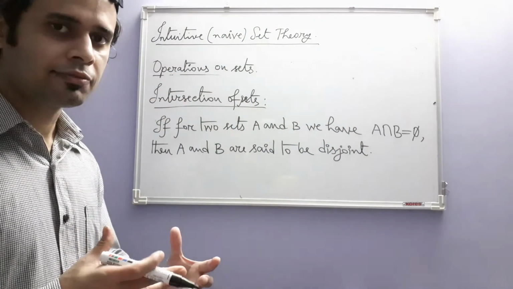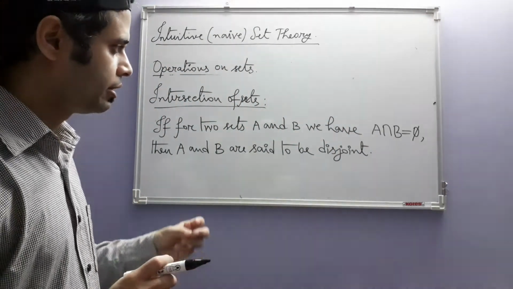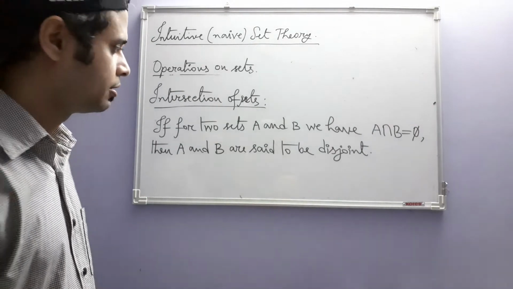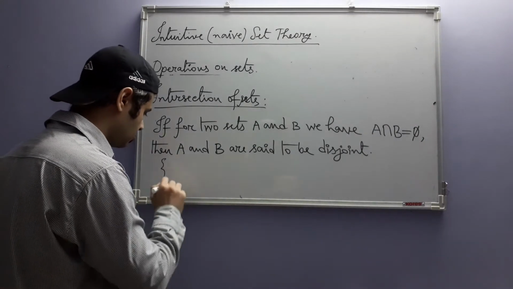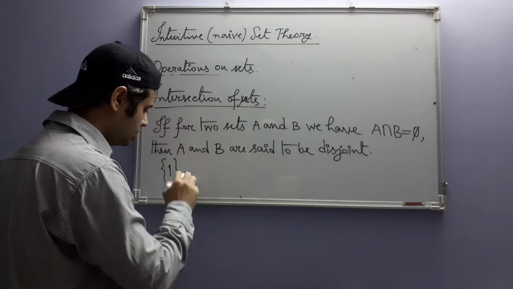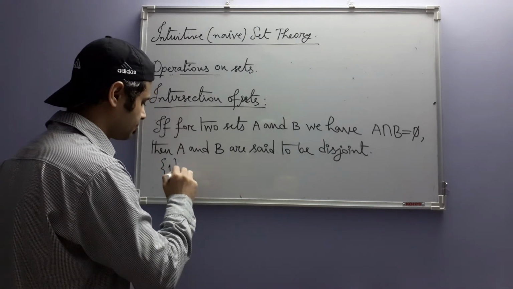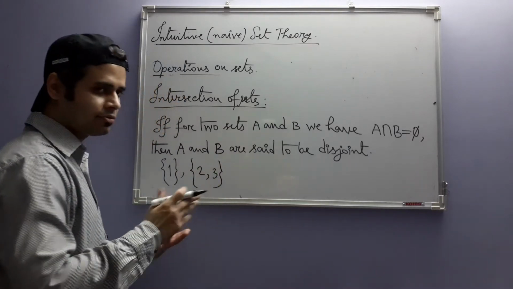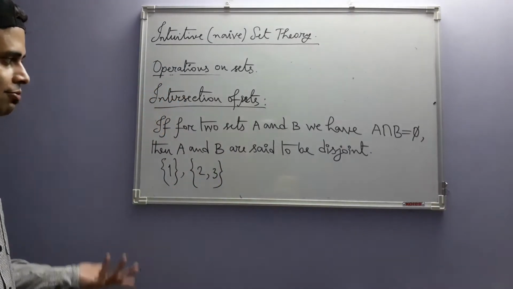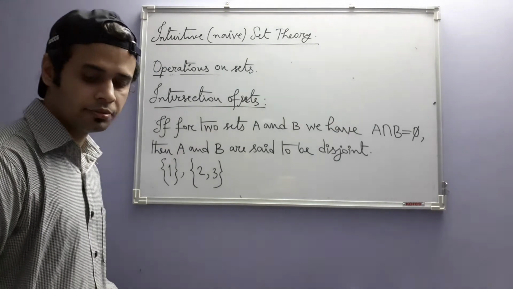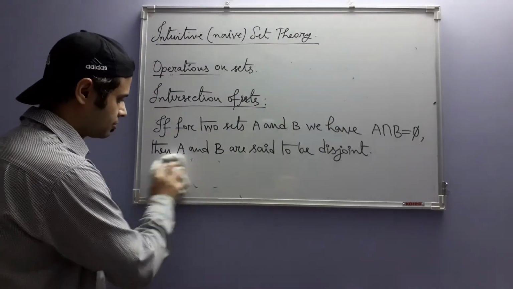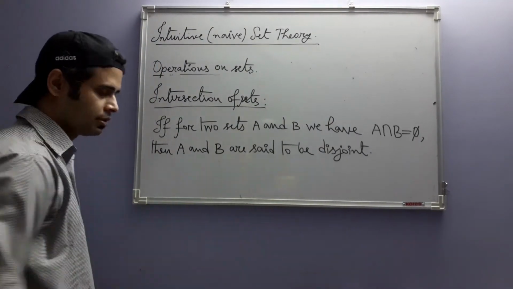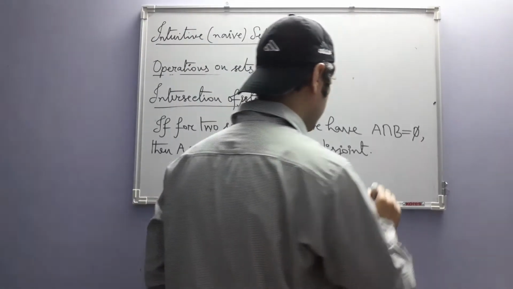If two sets have nothing in common, then they are said to be disjoint. For example, these two sets are disjoint. They have nothing in common. But if they have something in common, then also we have a terminology.